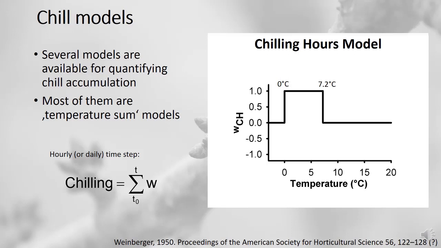So this is the weight function for the chilling hours model, and you can see that it is a relatively simple box-like structure here. Basically, we have a weight of 1 for the temperature range between 0 degrees and 7.2 degrees Celsius, and 0 for all other temperatures. So basically this means, if temperatures are between 0 and 7.2 degrees Celsius, we have a chilling hour, otherwise we don't.